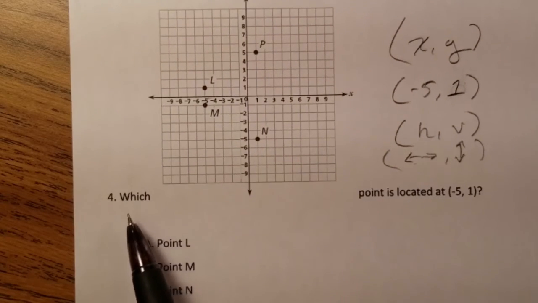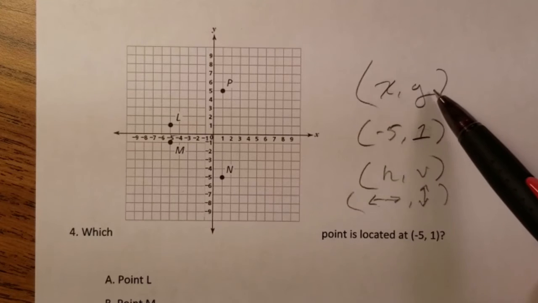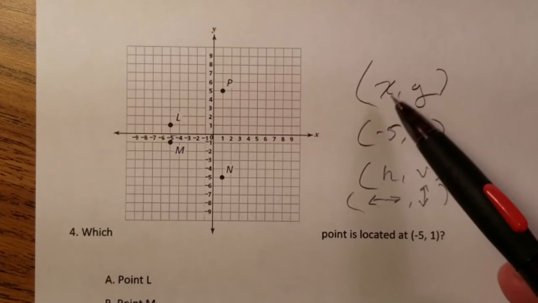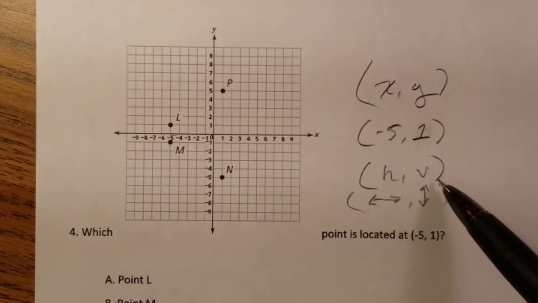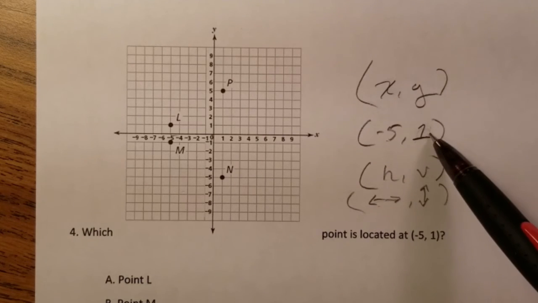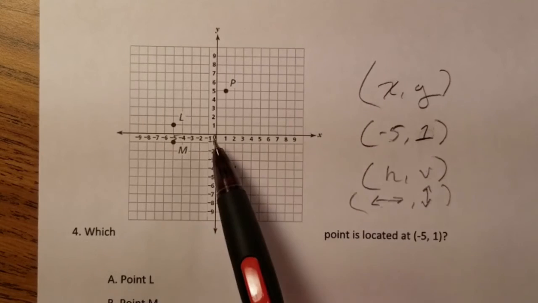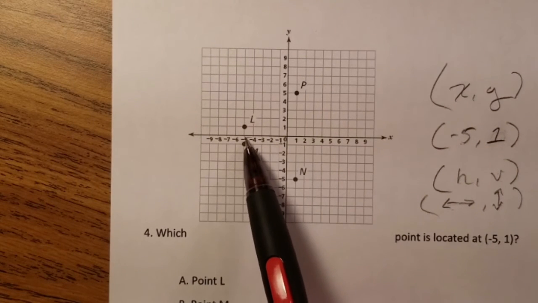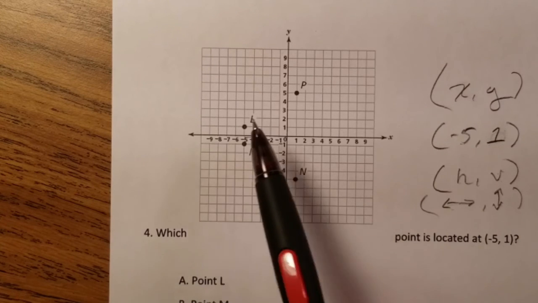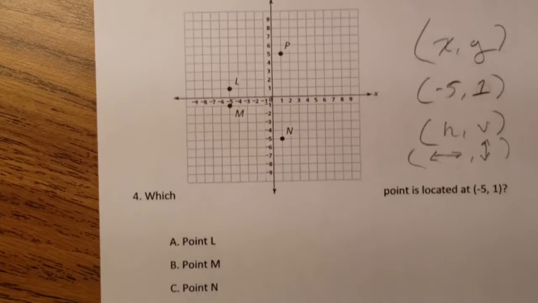Number 4, it says which point is located at -5, 1. So our x, y is -5, 1. The first one is horizontal and vertical, so -5 is horizontal, which is left and right. 1 is vertical, which is up or down. So we come over here, -5, and we come all the way over to -5, and then it says a +1, so we come up to 1. So point L is our answer. So A, point L is our answer.